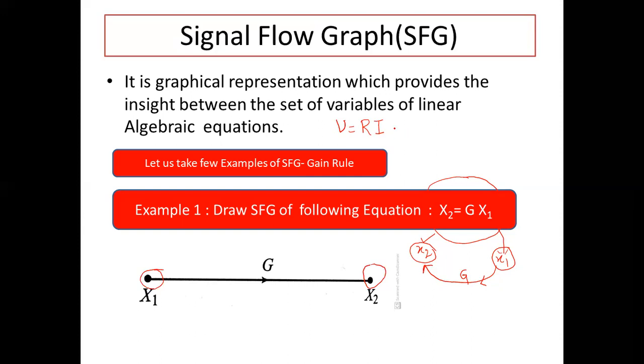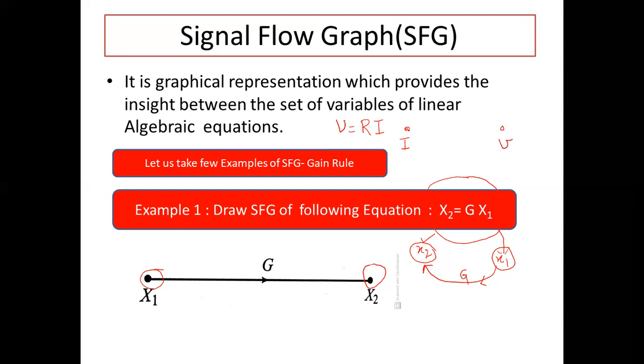So what happens if someone says that you have to draw the SFG for this particular block diagram? How will you do this? You will certainly take a node that represents I, and there is another node that represents V.